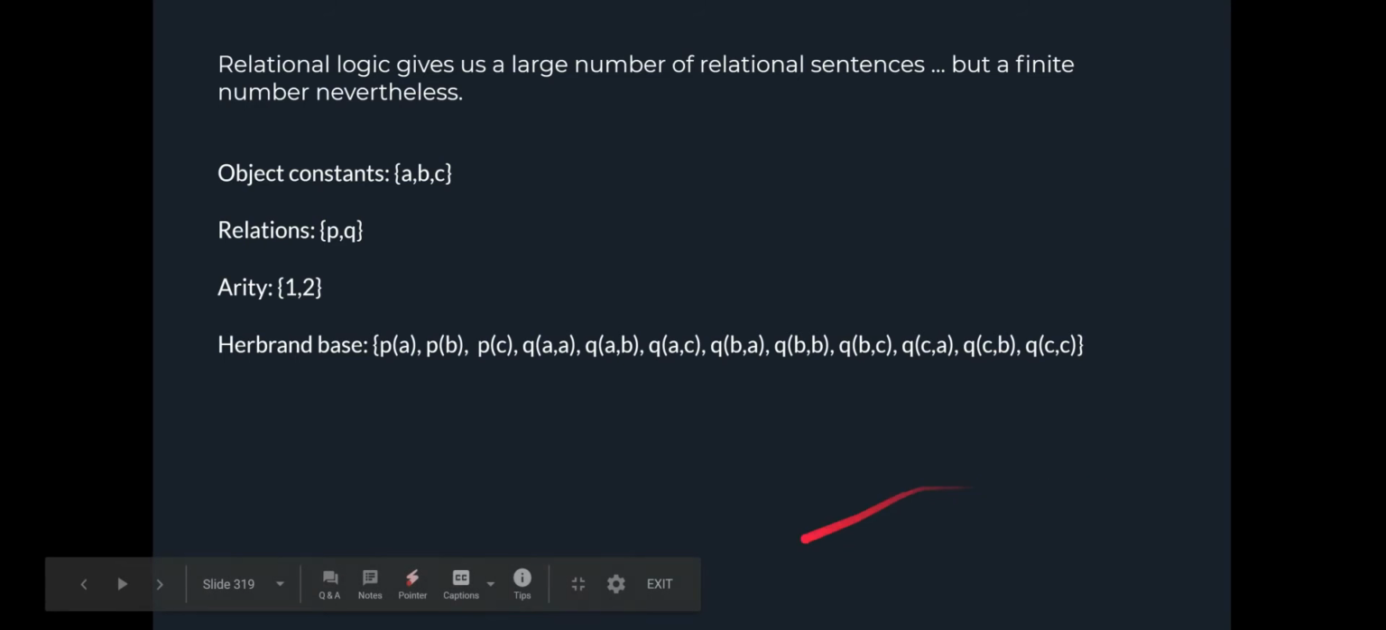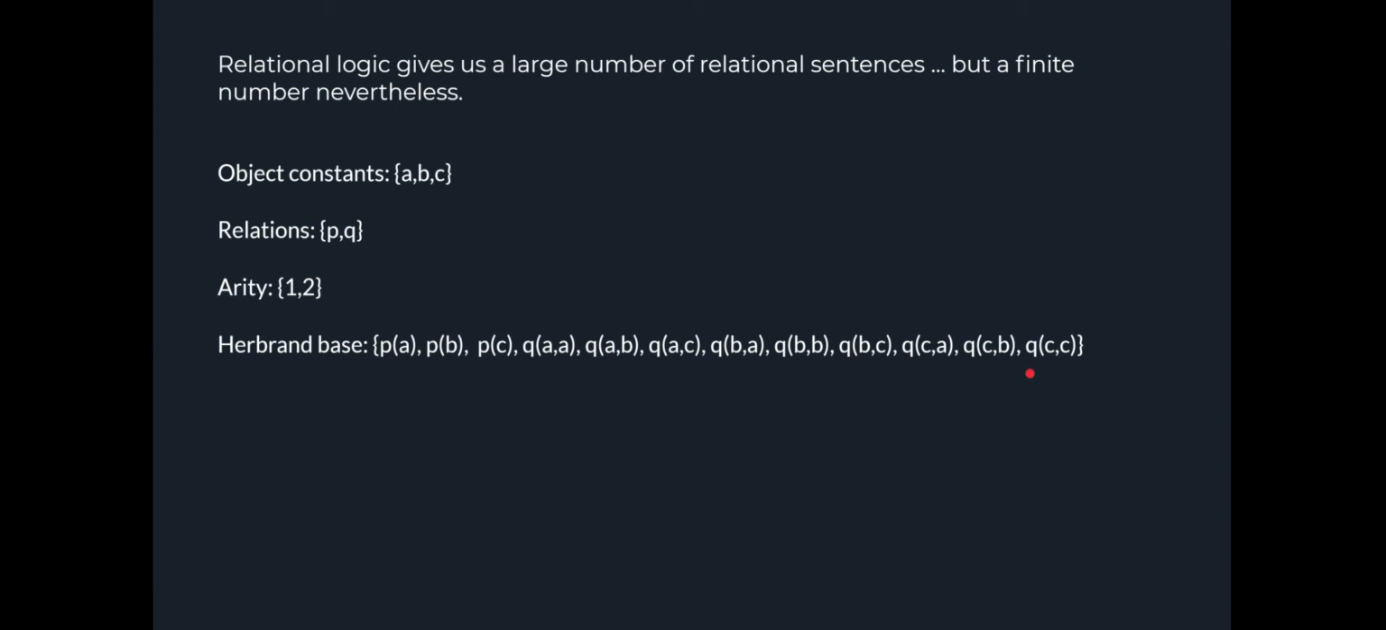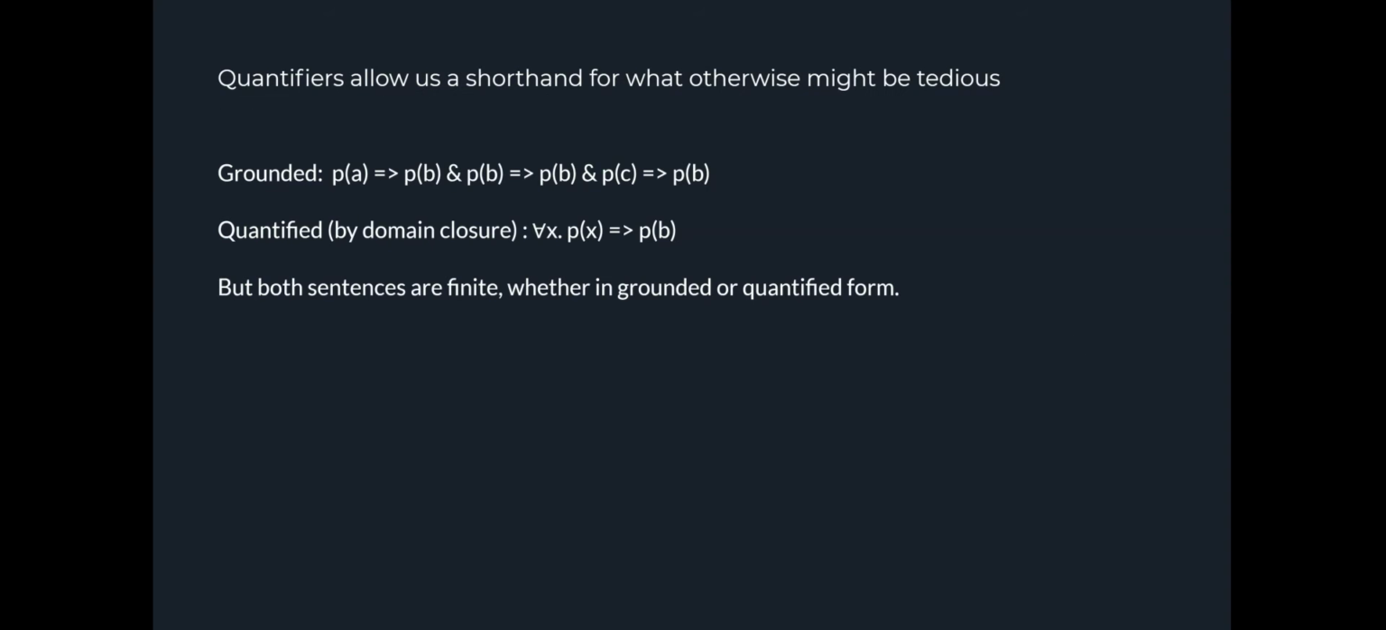In an example here, if we have three object constants, two relations, and an arity of 1 and 2, then the Herbrand base is listed here. And it's substantial, especially for a human, but it's definitely finite. There's only 12 terms in the Herbrand base.